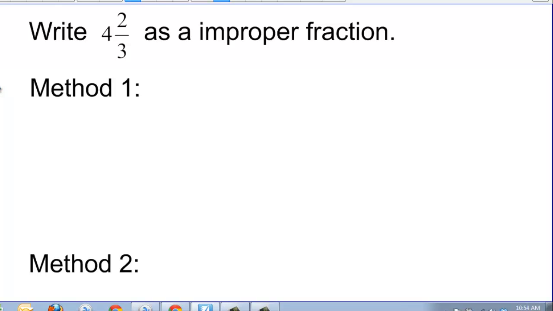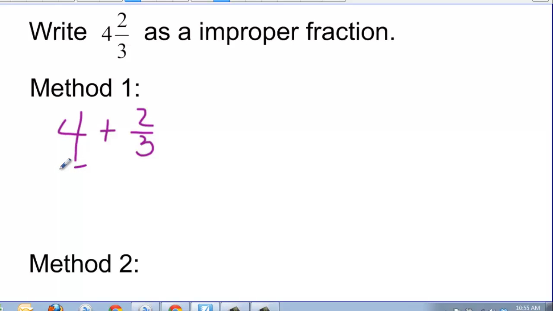If I have a mixed number and I want to write that as an improper fraction, there are 2 ways that I can do that. The first way is to remember that this is a sum. So I have 4 wholes plus 2/3, and I could add those together. In order to be able to add those together, I need to be adding together the same size pieces.